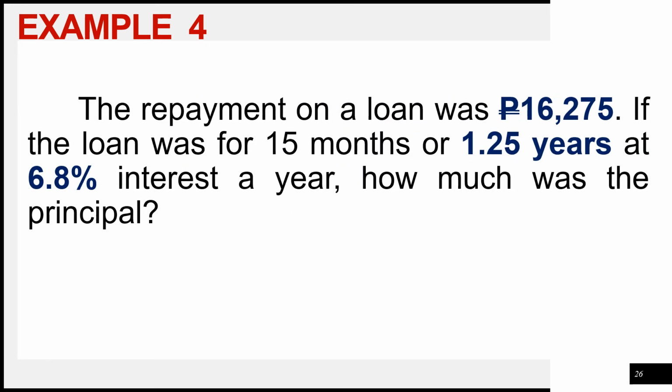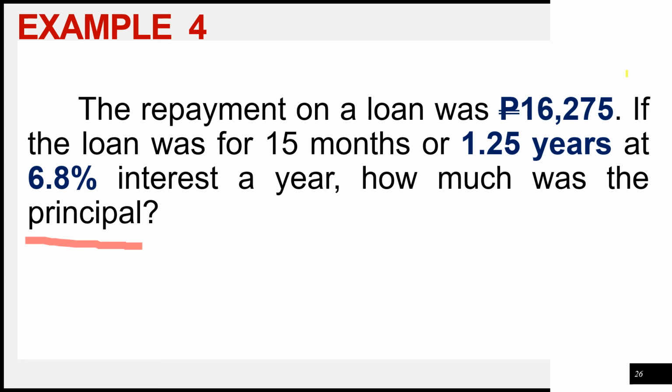Now we have example number 4. The repayment on a loan was 16,275 pesos. If the loan was for 15 months or 1.25 years at 6.8% interest a year, how much was the principal? In this particular problem, we are asked to solve for the principal amount in the beginning of the loan. Now, to solve this, all we have to do is just to interpret the given data, which are colored blue.